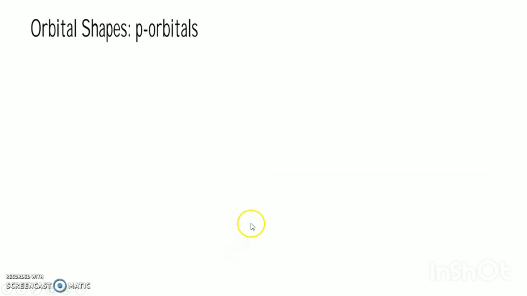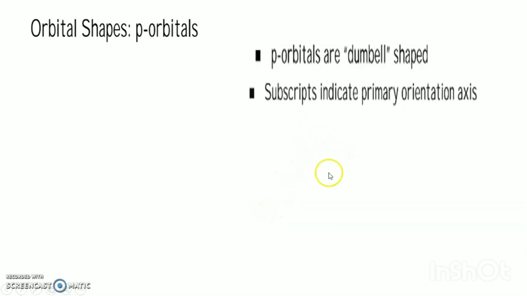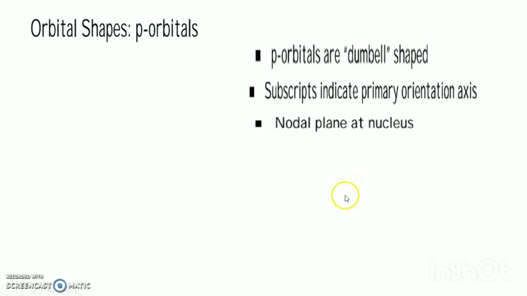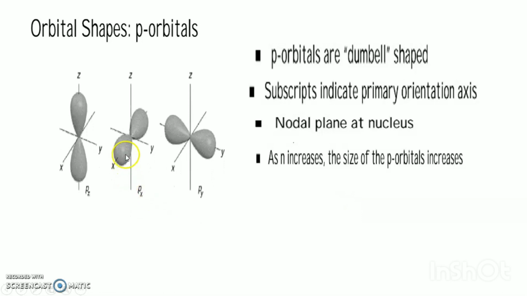Orbital shapes: p orbitals. P orbitals are dumbbell shaped. Subscripts indicate the primary orientation axis, with a nodal plane at the nucleus. As n increases, the size of p orbitals increases. This is the diagram: px, py, this is the subscript you see.